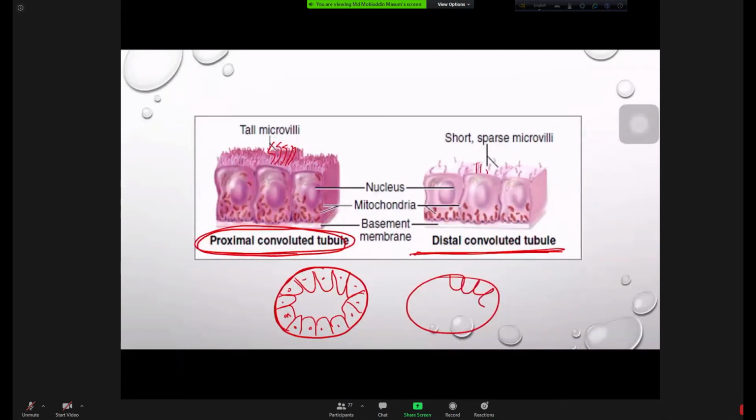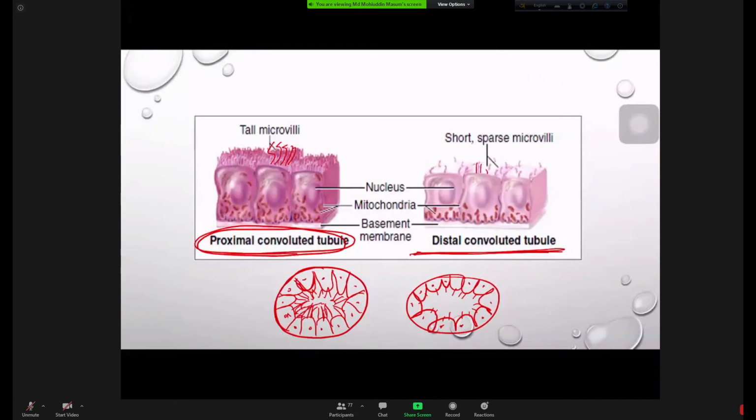and this distal convoluted tubule. So what is the difference you can see now? Microvilli are longer in the proximal convoluted tubule. Due to the presence of tall microvilli on the histological slide, the lumen is almost non-recognizable. So in the histological slide, we will see the cell here, but the lumen is almost invisible due to the presence of these microvilli.